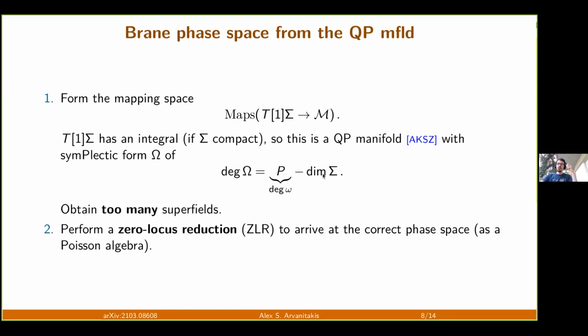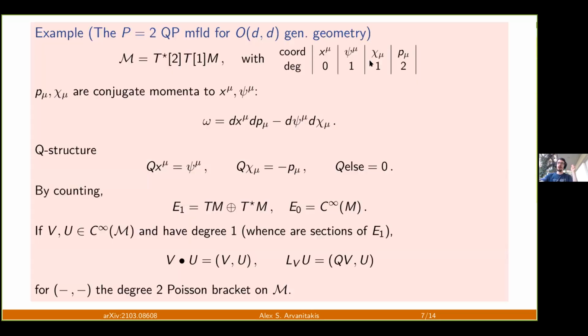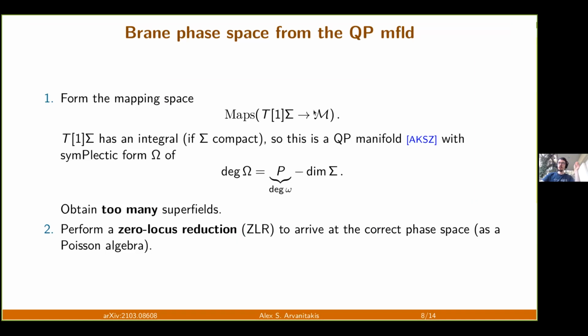Is the reason why you get a shift. So the space of maps is a QP manifold of degree p minus the dimensionality of sigma. But that gives you too many superfields. You can already see this from here. You have 1, 2, 3, 4 things, but the string positions and momenta are just 2 things, so you have entirely too many.